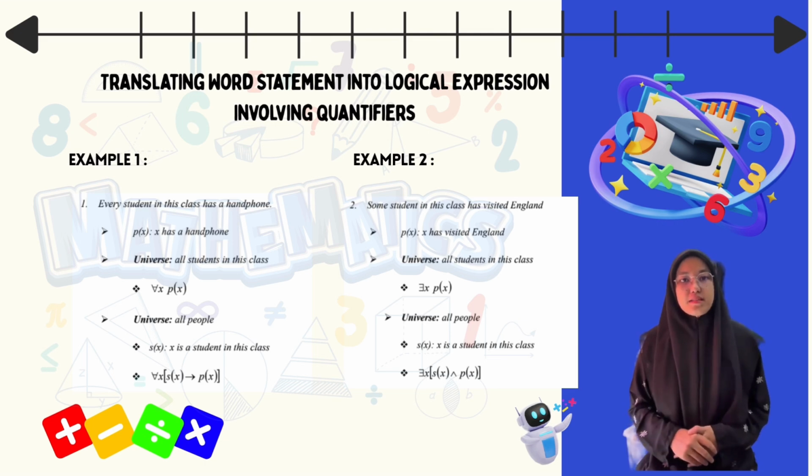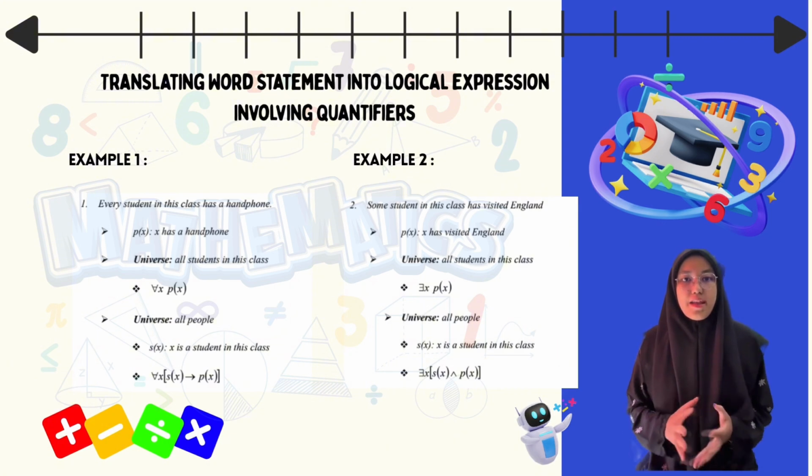Let's look at example 2. The statement is, some students in this class have visited England. Let P(x) mean x has visited England. The universe is all students in this class. Using an existential quantifier, the logical expression is: there exists an x such that P(x).